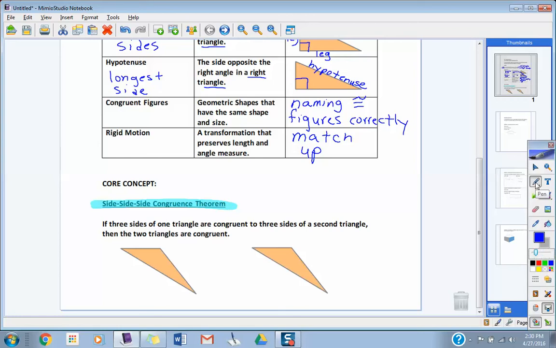Go ahead and label your triangles as follows. Call this A, call this B, call this C, and we'll call this one maybe, I don't know, U, H, and S. Okay? So guys, in the side angle side theorem, how many sides did they give you that were congruent most times? Two, and then you had also an included angle.